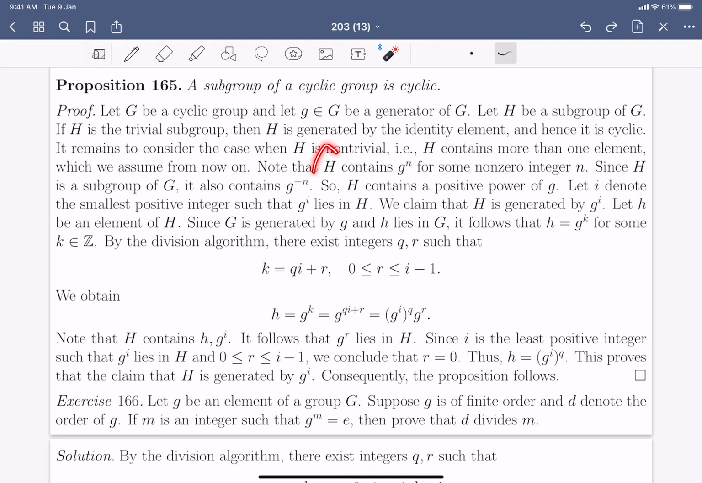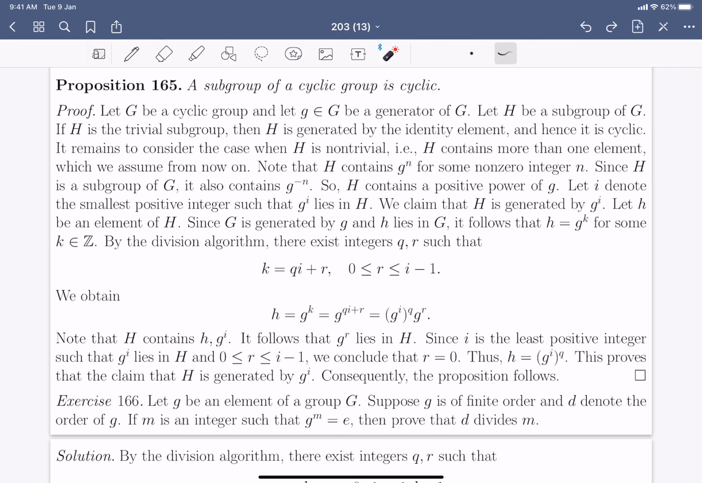So we know that H contains g^n for some non-zero integer n, right? And now, since H is a subgroup, it will also contain its inverse, g^(-n). So you know that some element of H can be expressed as g^n for some non-zero integer n.